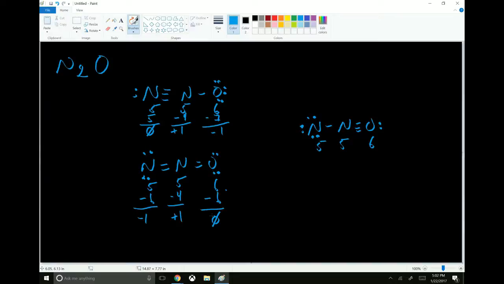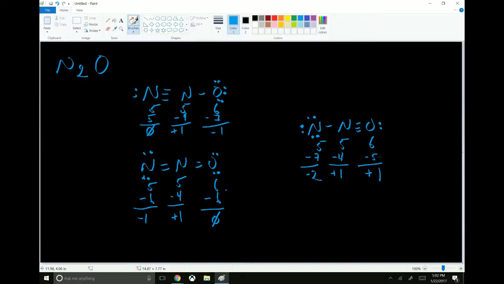Okay. Now, we can right off the bat, well, no, let's keep going. All right, so this nitrogen here still sees 4 bonds, so 5 minus 4 is +1. This nitrogen sees 2, 4, 6, 7, -2. And this oxygen sees 2, 3, 4, 5, giving it a formal charge of +1.